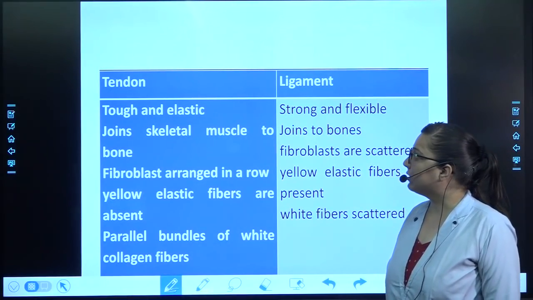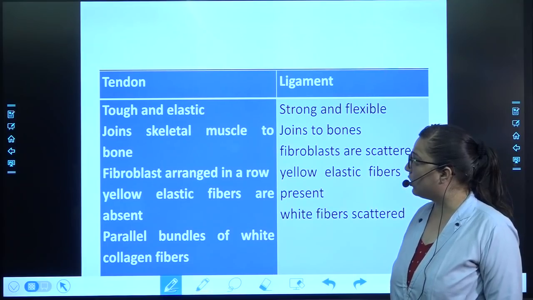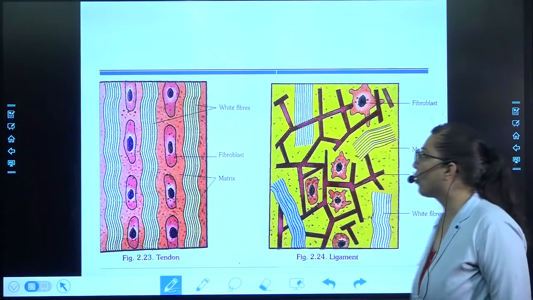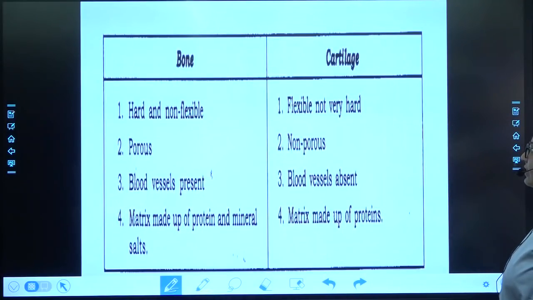Let's have a look at all its 5 types again. It is a bit lengthy, so from the beginning we'll see it again.